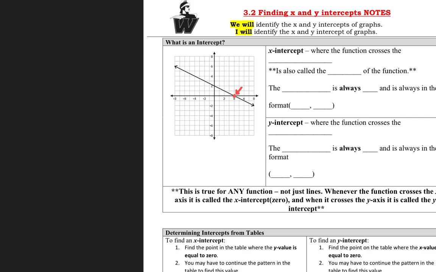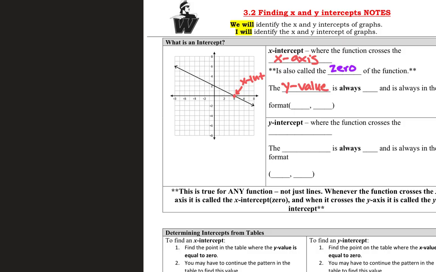They like to use the word zero. So they like to interchange, just like they like to interchange rate of change and slope, they like to mix up x-intercept and zero. So they'll say, what are the zeros? They're just looking for the x-intercept, okay? So the y value is always the 0, and is always in this format.